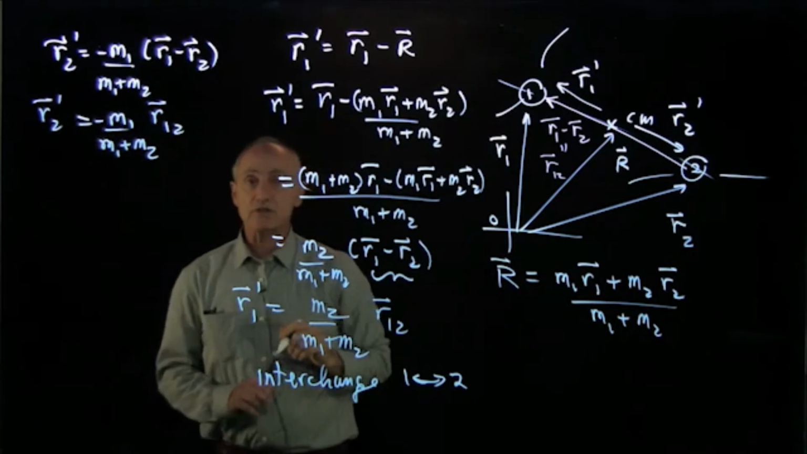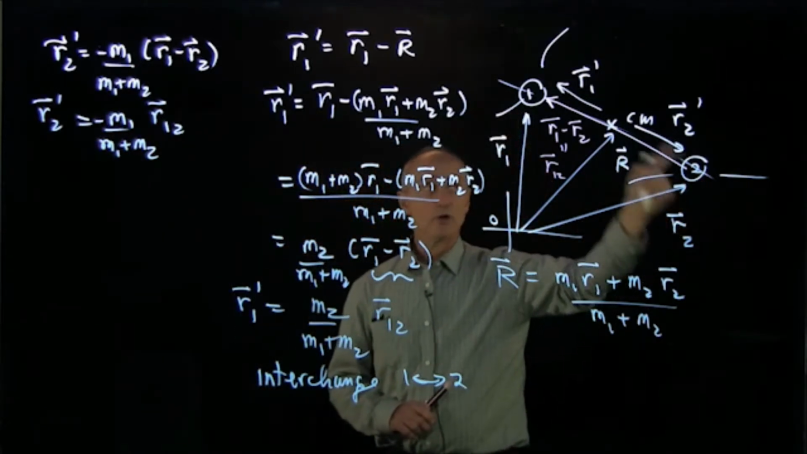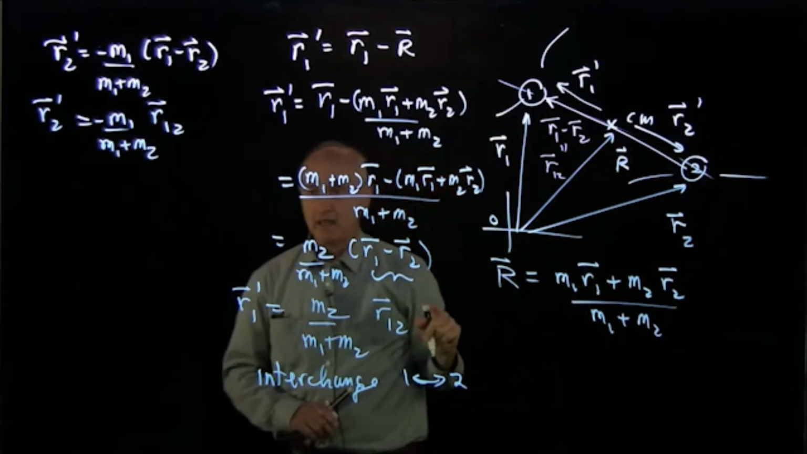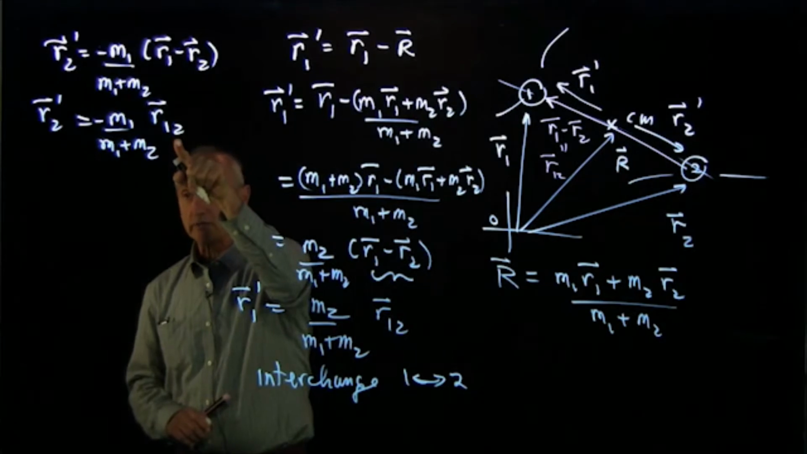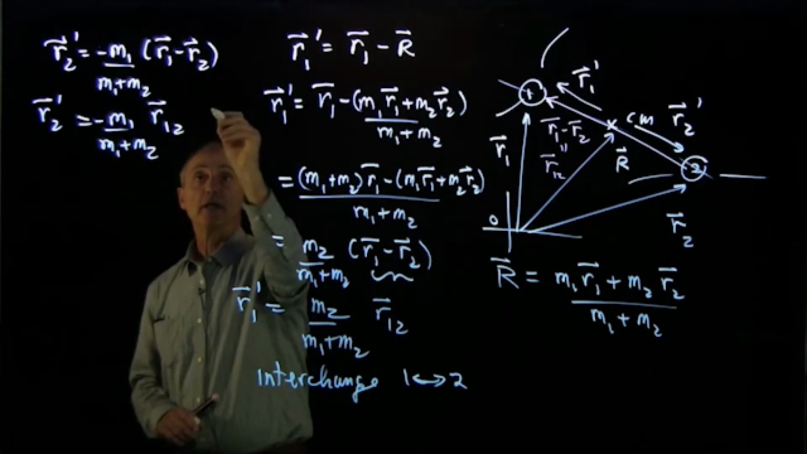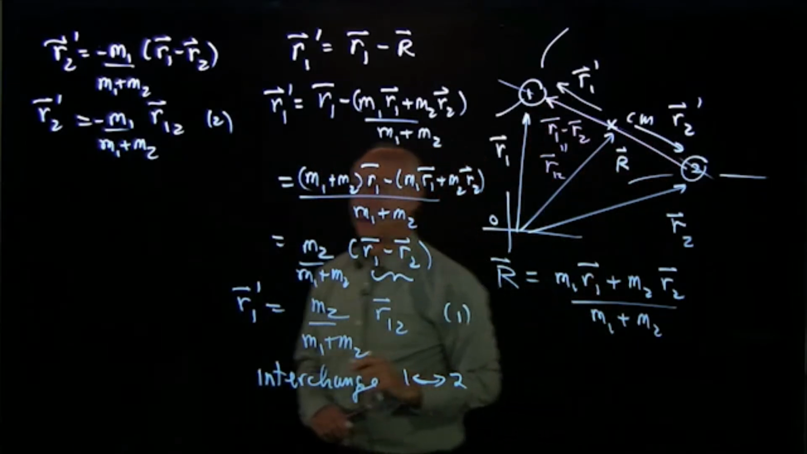Now, what is the significance of this result? If you know the positions of R1 and R2, you know the relative position. If you have information about this relative position vector, then you can separately get the locations of the two objects in their center of mass frame.